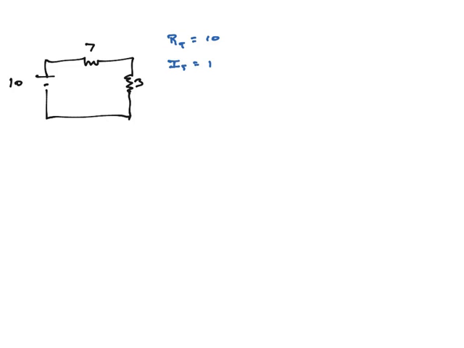So all of that is theory. Let's look at the example, because the example will make it clear. Here's my 7. Here's my 3. And again, I knew the total resistance turned out to be 10, and the total current turned out to be 1. And here is the table I want to fill out.